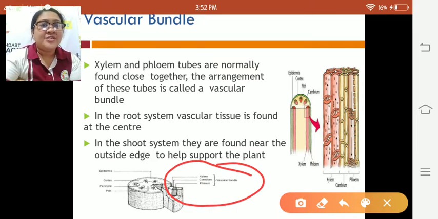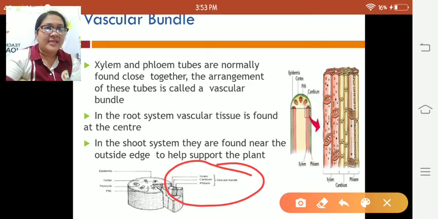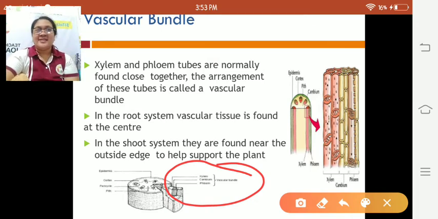In the root system, vascular tissue is found at the center. In the shoot system, they are found near the outside edge to help support the plant. Alright, let's move.